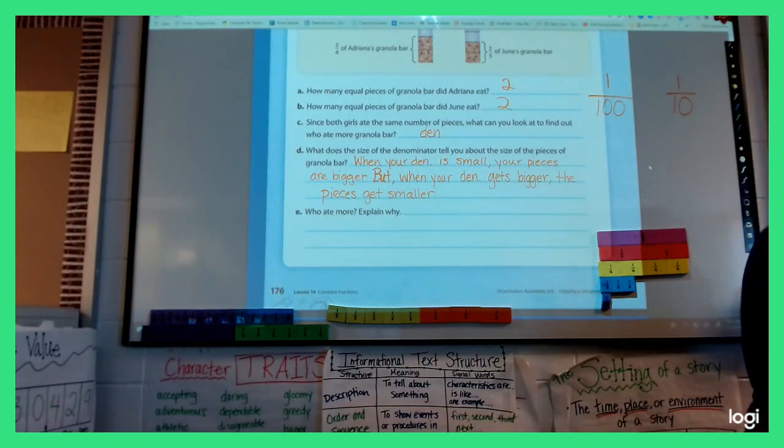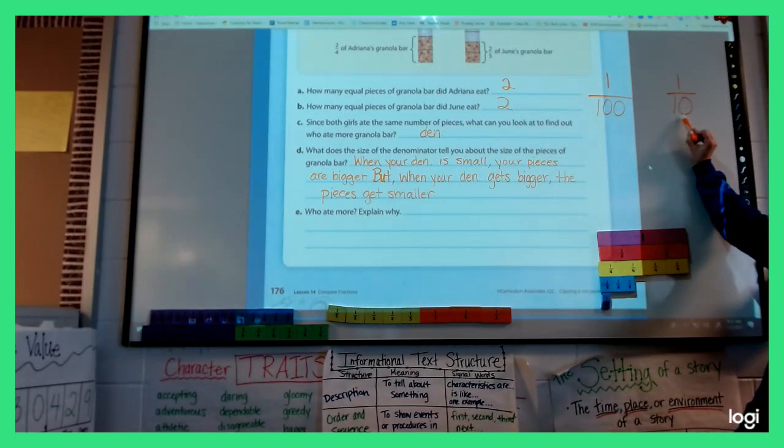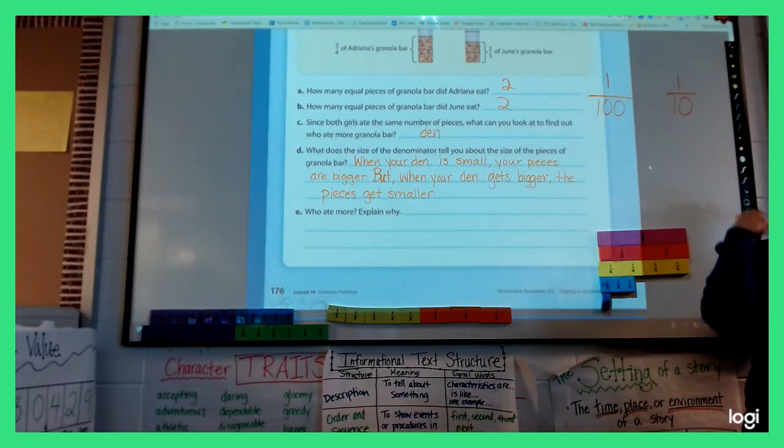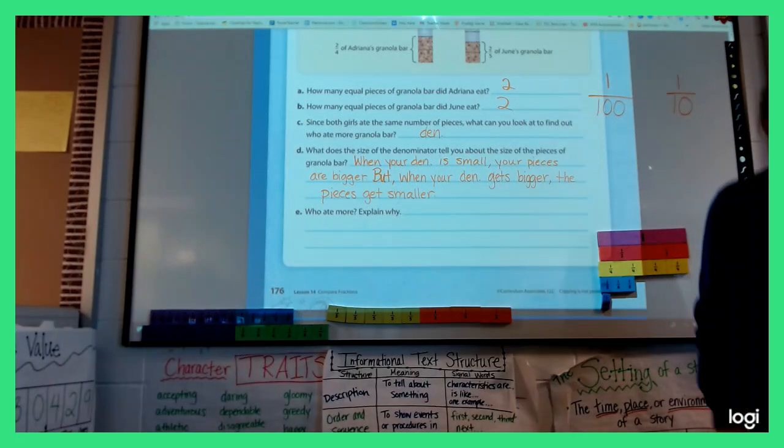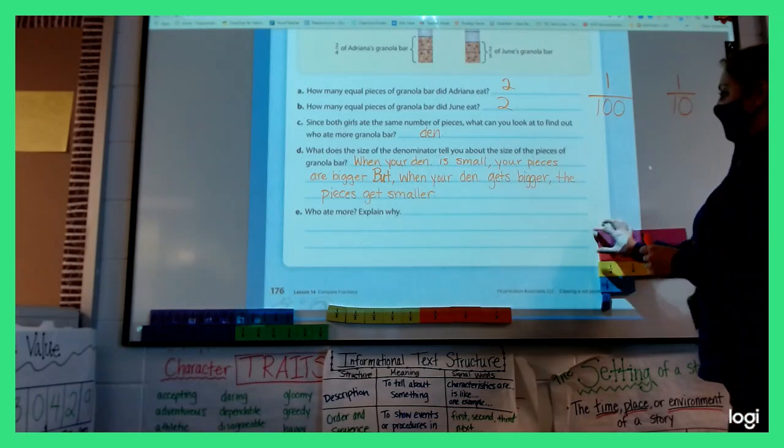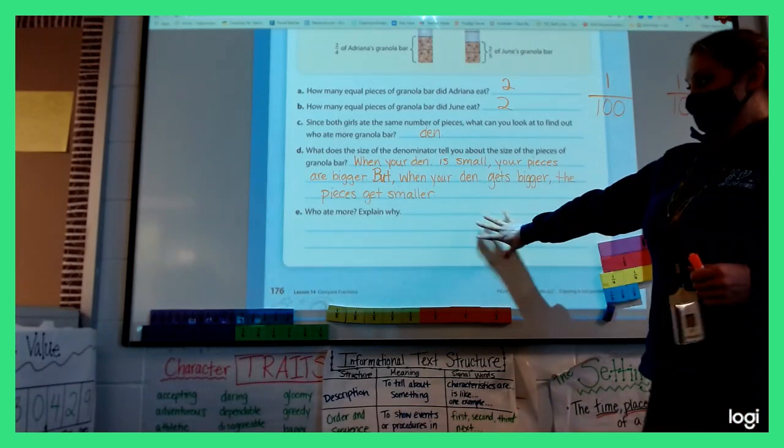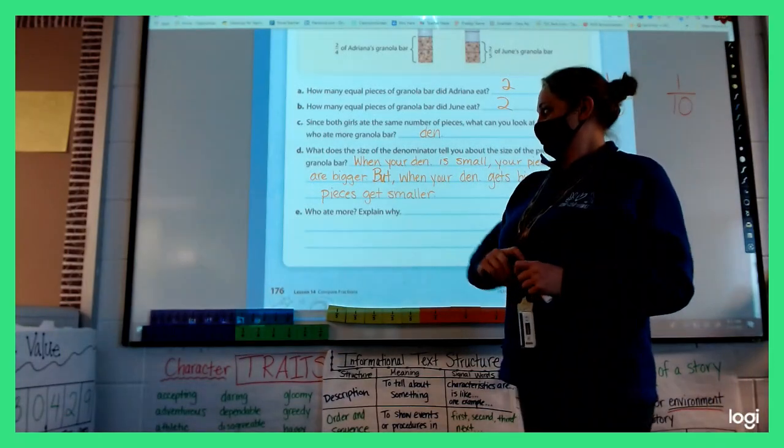1/100th or 1/10? Hayden, what do you think? 1/10. Yeah, because its denominator is so much smaller, right? Its piece is bigger. So you really have to let your brain think that through. It's kind of the opposite of what you'd think. Okay, so finally, E. Who ate more?